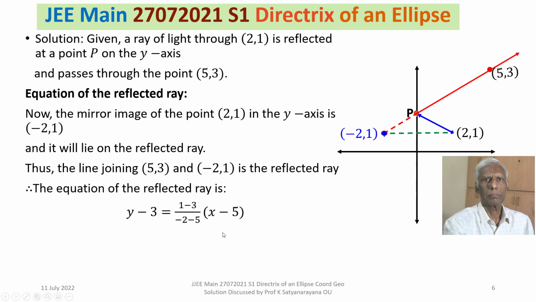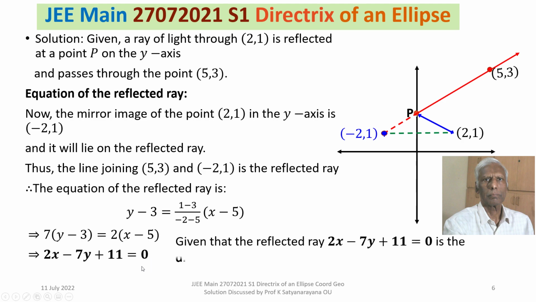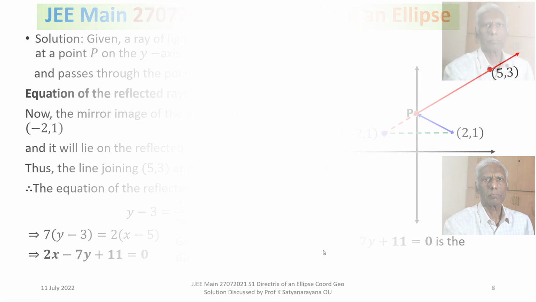So cross multiplying, we get 7 times (y minus 3) equals 2 times (x minus 5), and simplifying, we get 2x minus 7y plus 11 equals 0, and this is the directrix of an ellipse. It is given that this reflected ray, this equation, is the directrix of an ellipse. And now let's look at the diagram.